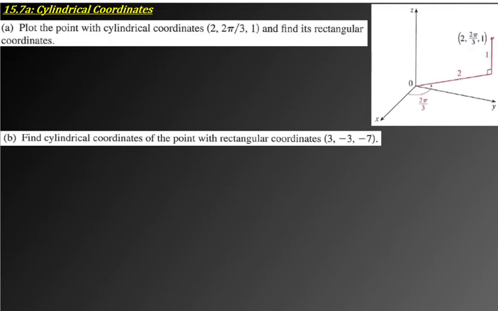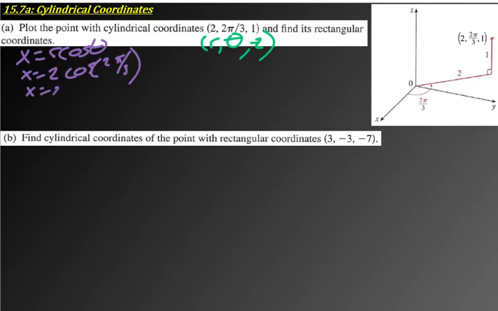And to show you how we could convert it to rectangular, in cylindrical, that is the order we always write things: r, theta, z. If I was going to convert it, we know x is r cosine theta. So x is 2 cosine 2 pi over 3, and that would be 2 times negative a half, or negative 1, which you can see if I bring this back. This x coordinate is negative 1.